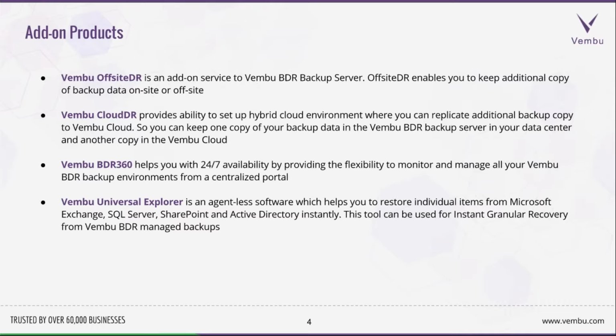And Vembu Universal Explorer is an agentless software tool that helps you to do a granular restore of applications like Exchange, SQL, SharePoint, Active Directory instantly. So using this tool you can do a granular recovery of applications from the image backup itself. Let's say for example if it is an Exchange, you can even do a mail level restore. If it is a SQL, you can do a database level restore.